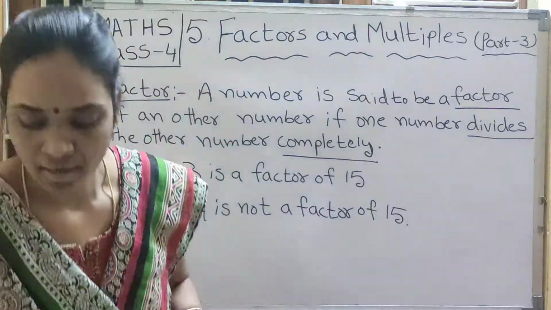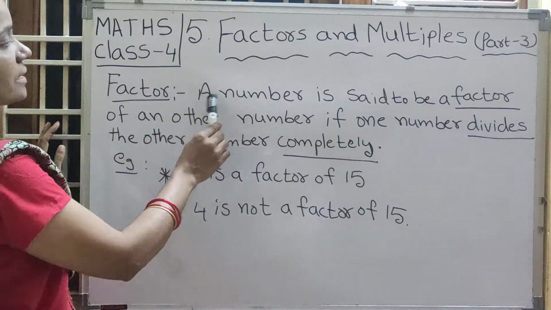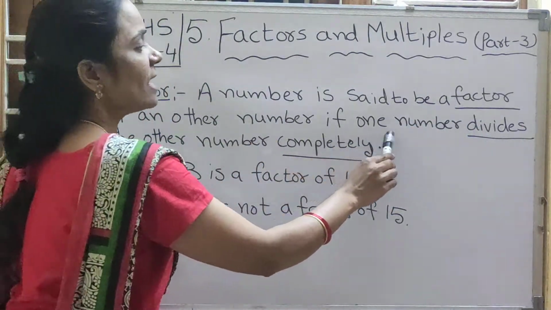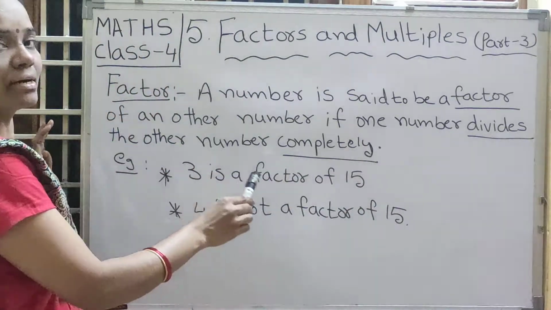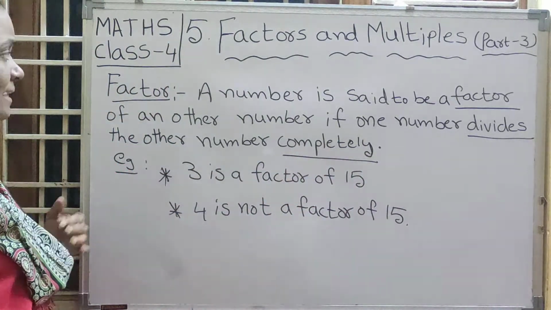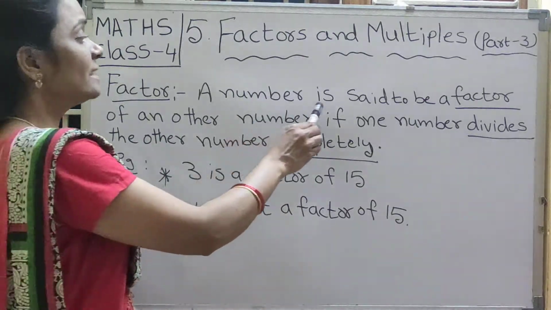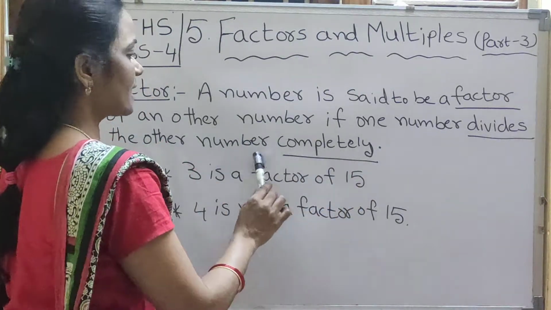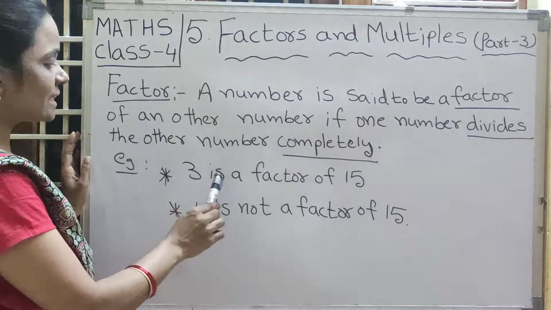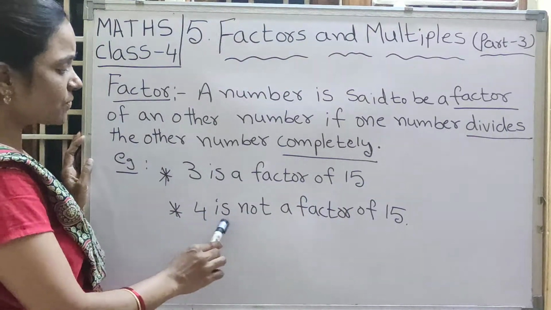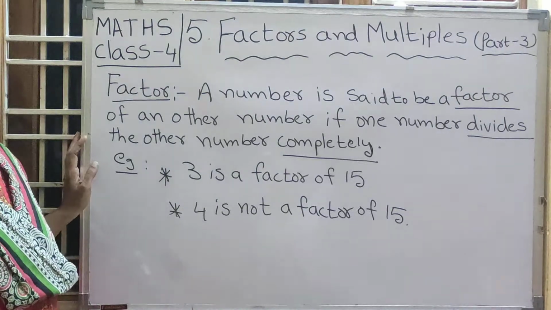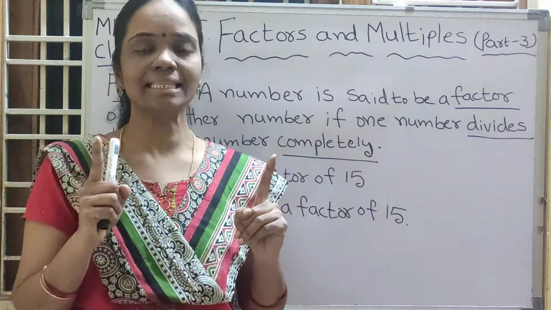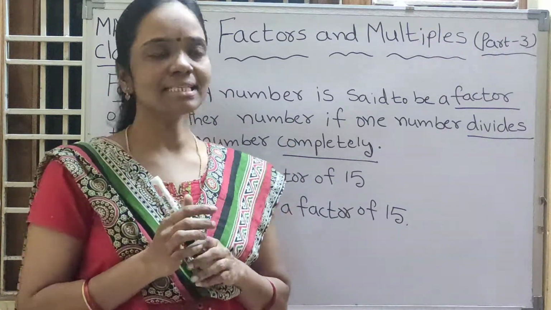What is a factor? A number is said to be a factor of another number if one number divides the other number completely. For example, 3 is a factor of 15, but 4 is not a factor of 15. Why? Because if one number divides the other number exactly, in the sense completely, the remainder is 0.